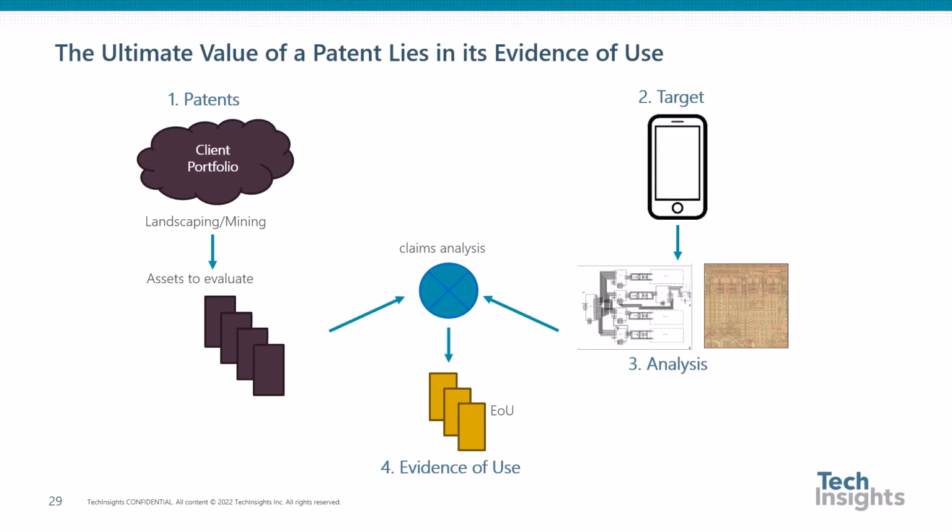Once the target product has been determined and a list of relevant patent assets has been mined, the next step is to find evidence of use. This will require in-depth analysis of the relevant aspects of the target product. Once the analysis is available, the claims analysis can begin in order to ultimately find the evidence of use.